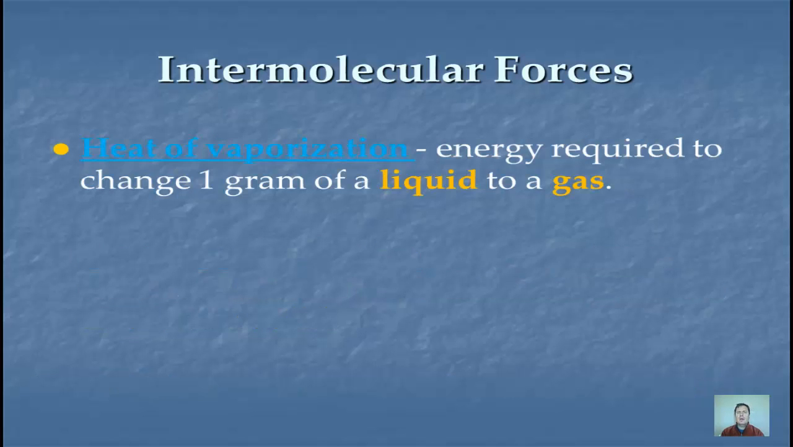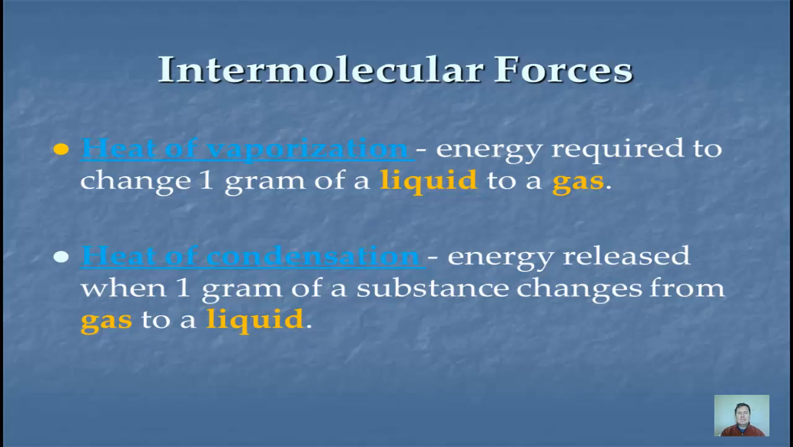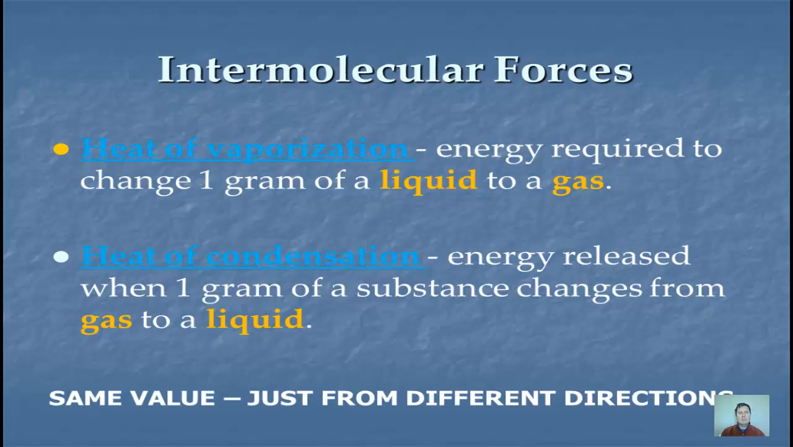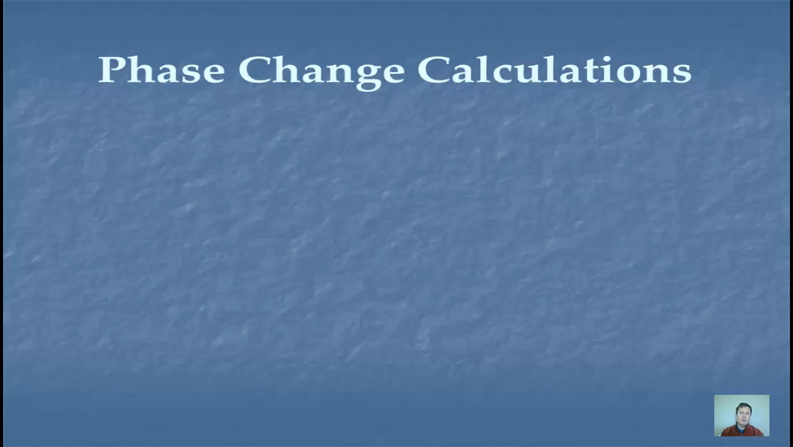Now, if we look at the upper plateau, we have the heat of vaporization. Vapor, we're making vapor from a liquid, so it's the energy required to change 1 gram of a liquid into a gas. The opposite of that then is heat of condensation. Energy released when 1 gram of substance changes from a gas to liquid. Once again, these are the same numerical value. They're just working in opposite directions. So be aware of that.